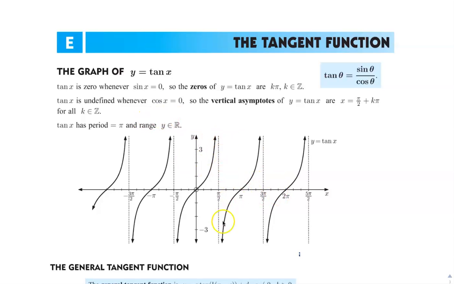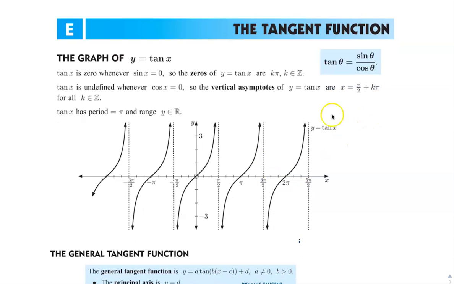How about these dotted lines here? These vertical asymptotes are where it's undefined. Well, when is tan undefined? When you can't divide by 0. So anytime cosine is 0, tan has no value. You can't divide by 0. So that's why it's undefined wherever cosine is 0, which would be pi over 2, 3 pi over 2. If you think about the unit circle, it directly relates to that.